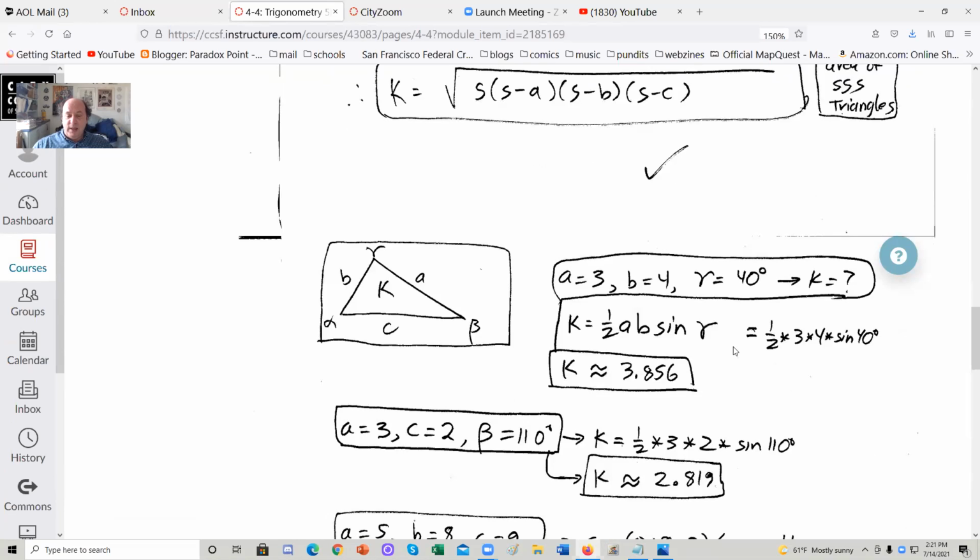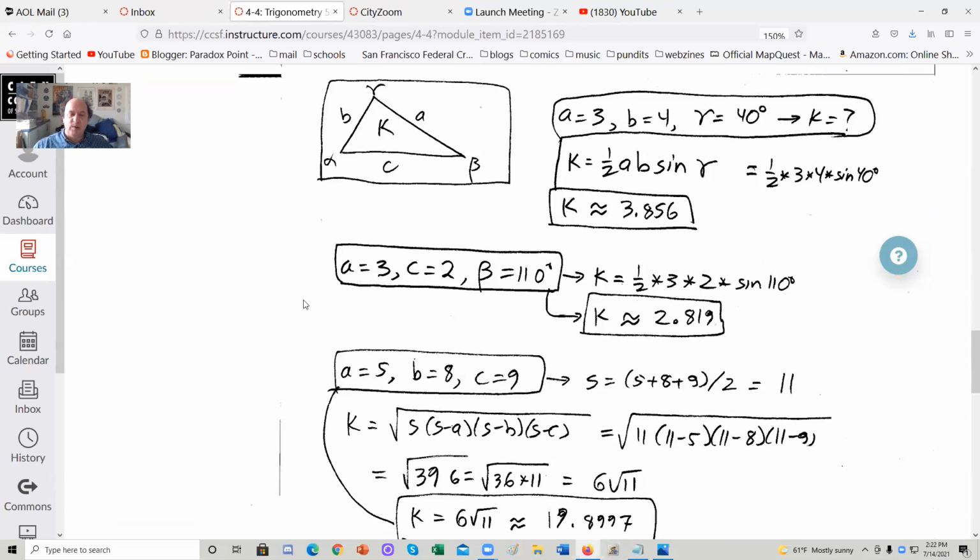So, for example, here we go. Here we have a side-angle-side problem. We're given A and B. A is 3, B is 4. I'm sorry, this looks longer than that, but never mind. And gamma, the angle in between, is 40 degrees. What's K, the area? It's 1/2 AB sine gamma. So 1/2 times 3 times 4 times sine 40, which is about 3.856.